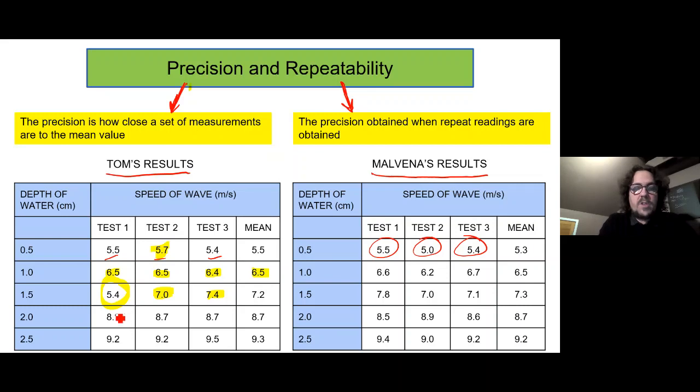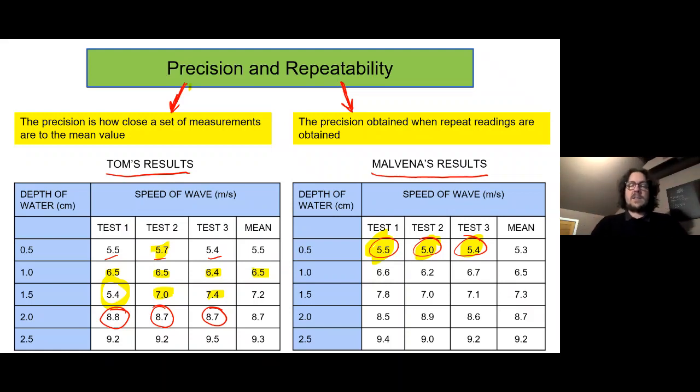So for example, here 8.8, 8.7, 8.7. Here we've got 3 results which are all quite precise, so we'd say that they're very repeatable. Whereas with this set of results that we started off with, because they deviate considerably, from 5 up to 5.5, we would say here that the repeatability of that set of results is not very good.